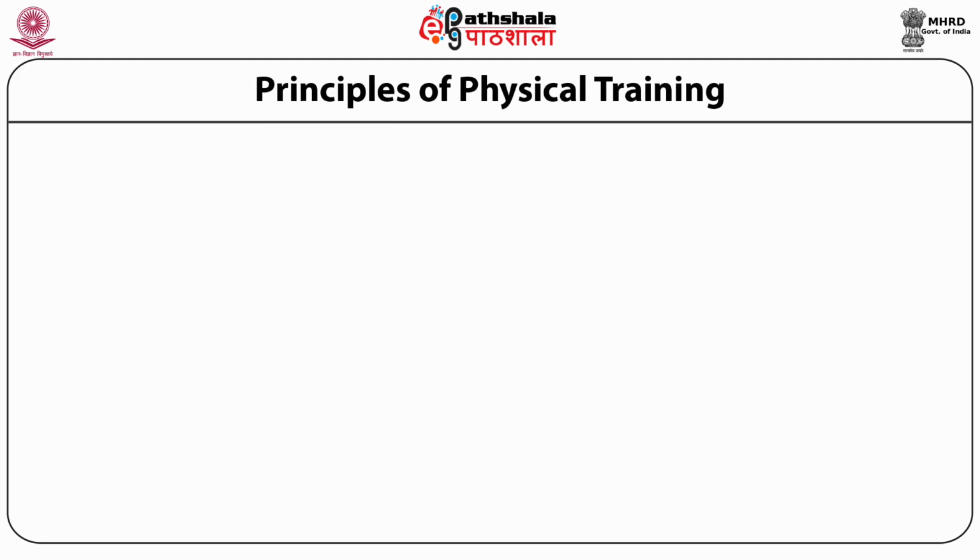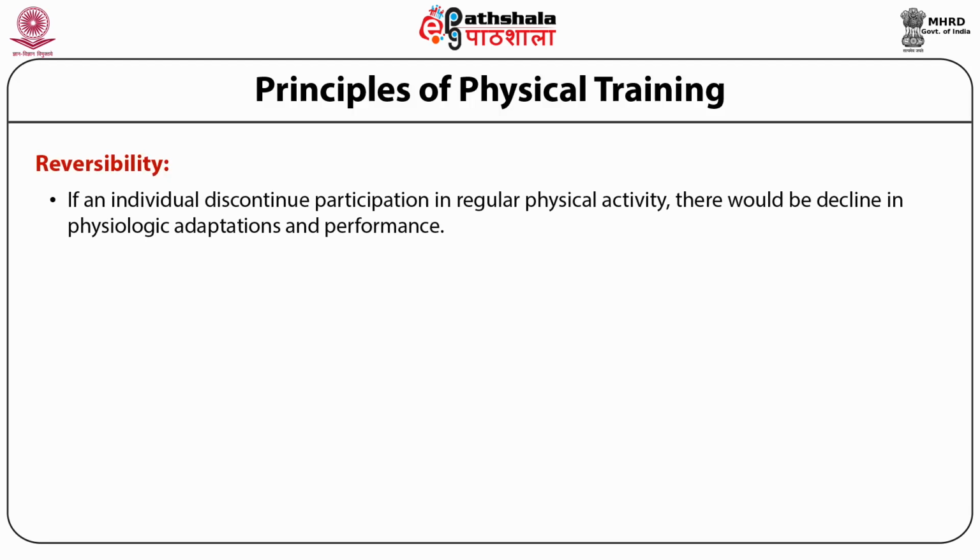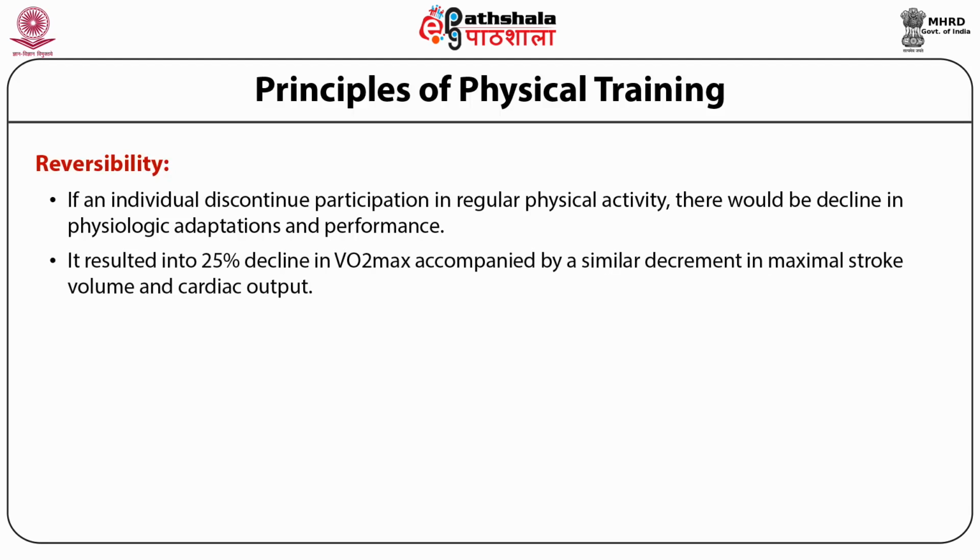The next principle of physical conditioning is reversibility. If an individual discontinues participation in regular physical activity, there would be a decline in the physiological adaptations and performance. The metabolic and exercise capacity may be completely lost within several months. In the study, a group of 5 subjects were confined to rest for 20 consecutive days. It resulted in a 25% decline in VO2 max, accompanied by a similar decline in maximal stroke volume and cardiac output. These physiological changes consequently declined maximal aerobic power by an average of 1% per day. Moreover, the number of capillaries within trained muscle decreased by 14 to 25%.